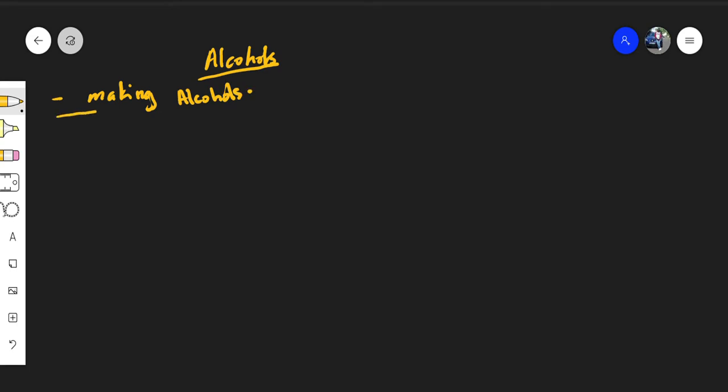Right. So that's what we want to talk about specifically. So there are two ways of making alcohols. Rather, there are more ways, but I think it will be helpful to talk about the main two ways that are used in industry, and then we are going to talk about the other way. And we can make alcohols by fermentation.